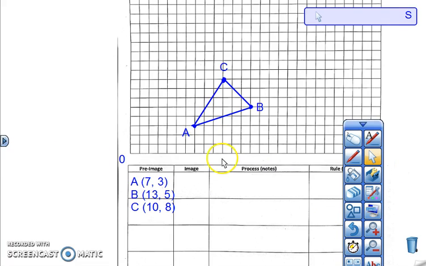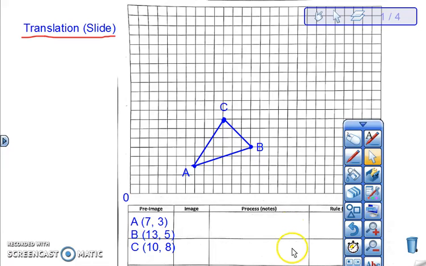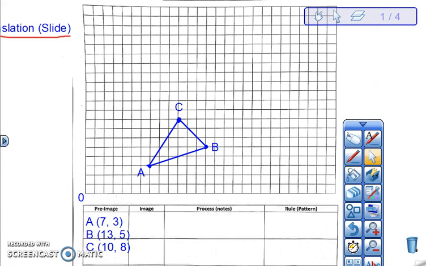Alright, so the next thing it asks us for is an image. So in order to get an image, we're going to need to actually translate this figure. So we're just going to slide it somewhere along the graph. So let's figure out a place that we have some room. Let's say that I want to slide my figure over, let's say 5 spaces. Point A would go here. B would go here. And then C would go here.